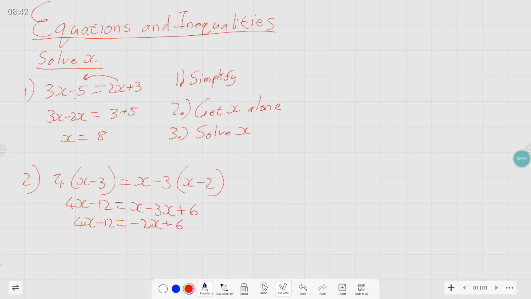Now we move to step 2, which is get x alone. Okay, so if I take the negative 2x over, it becomes positive. If I take the negative 12 over, it becomes 6 plus 12. So on this side I have 6x equals to 18. Now this 6 in front of the x, it means multiply. To get rid of it, I divide both sides by 6. So therefore, x was 3.